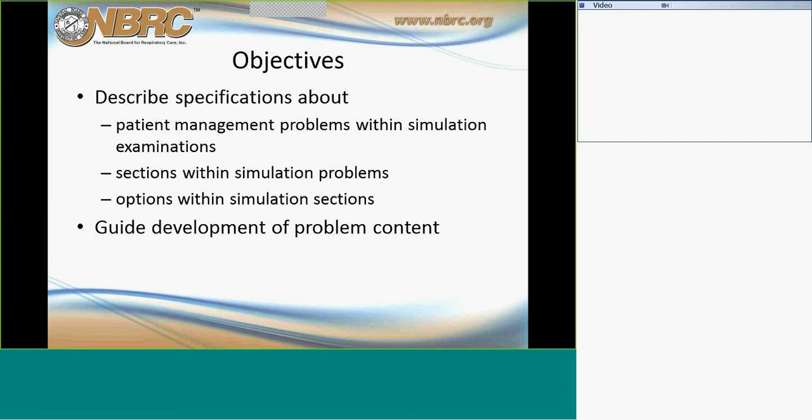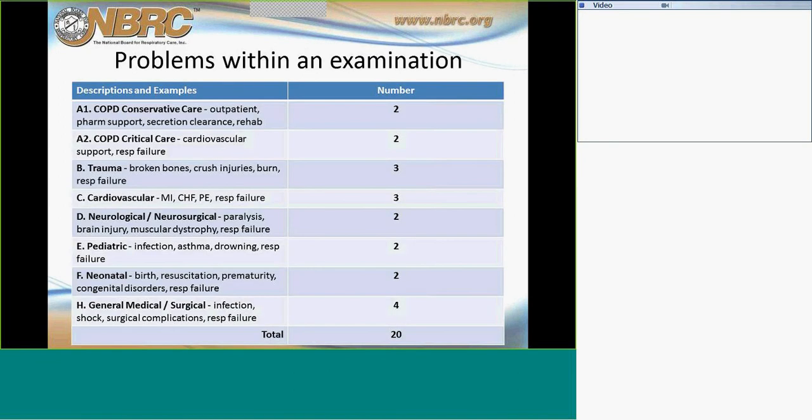We'll learn later there are 20 of those on the exam. Sections within a given problem. We'll learn there are multiple sections. And then also options. So there are sometimes several options associated with any given section inside of a problem. And then have some guidance, transition to a sort of second section, some guidance about the development of problem content, as I'll explain more later.